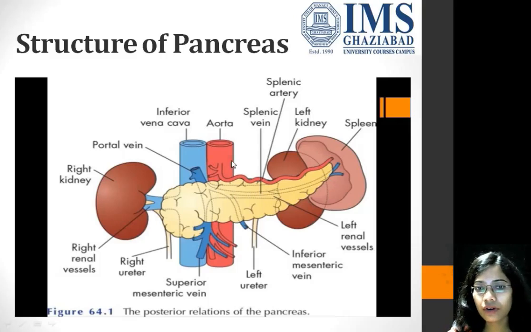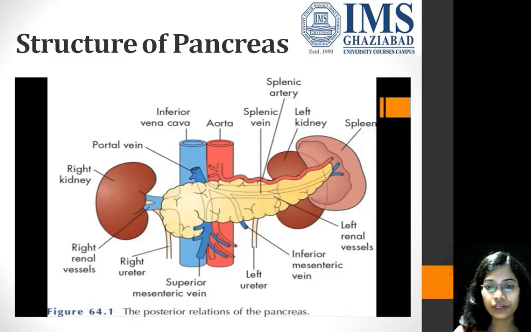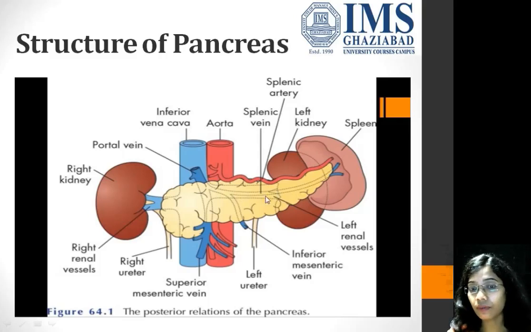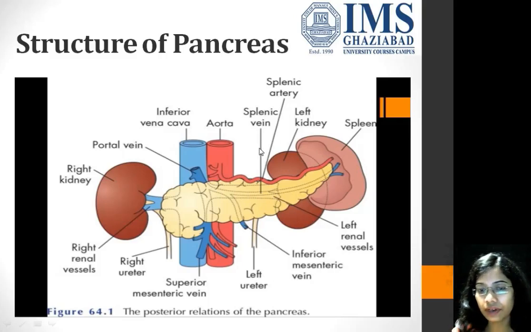It is the inferior vena cava, aorta. These are the vessels which bring and carry back oxygenated and deoxygenated blood. There is a superior mesenteric vein. It is the aorta, right ureter, right kidney, then portal vein, right renal vessels, splenic vein, which is coming from the pancreas, left ureter, inferior mesenteric vein, left renal vessels, spleen, left kidney, splenic artery, and splenic vein.